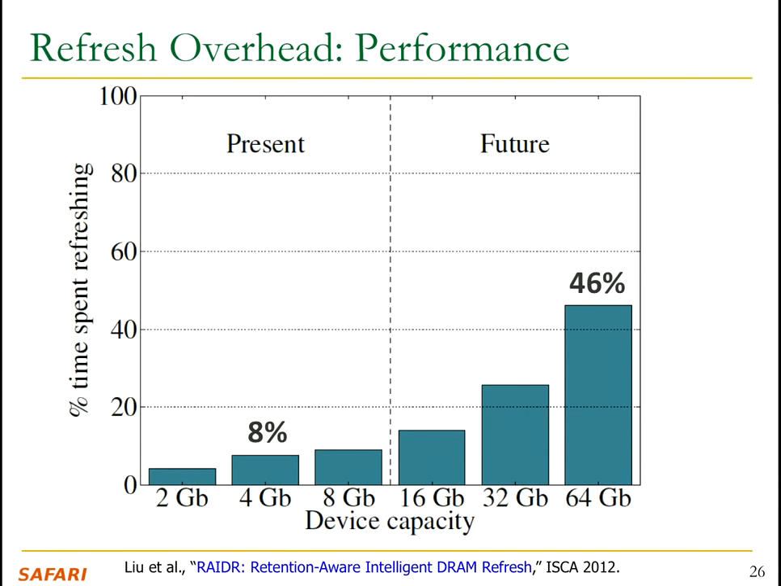But if we keep business as usual, if we keep the same scaling methods that we use to scale DRAM into the future, a 64 gigabit device, which we really want in order to store more data, will spend about 46% of its time refreshing. That sounds bad, right? You produce this memory, and 50% of the time it's unavailable because it needs to refresh.